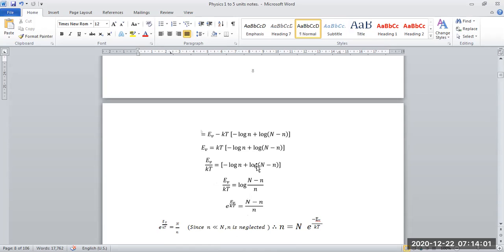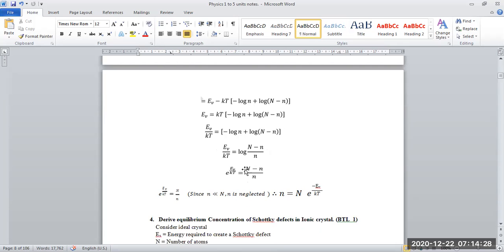It is in the form of log A minus log B. So log of A is capital N minus small n. So therefore I have written here log A by B, since log A minus log B is log of A by B. So this log will go to the left hand side and it will become exponential. So e to the power of EV by KT is equal to capital N minus small n by small n.